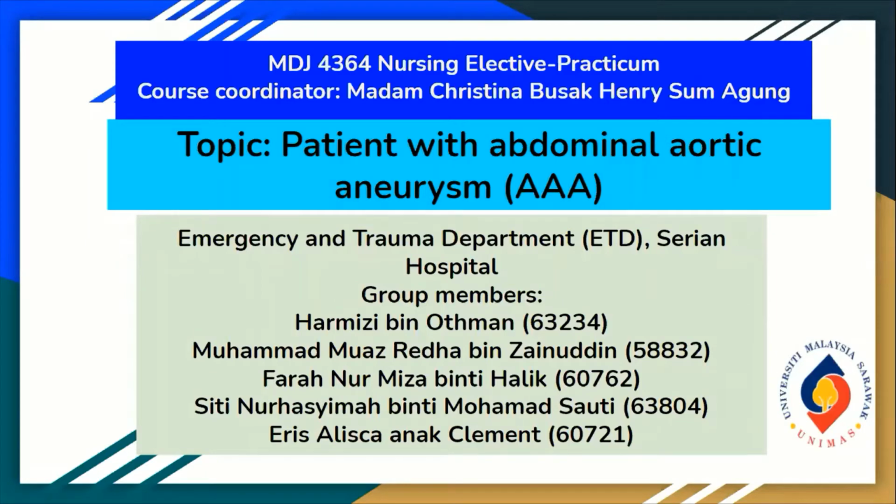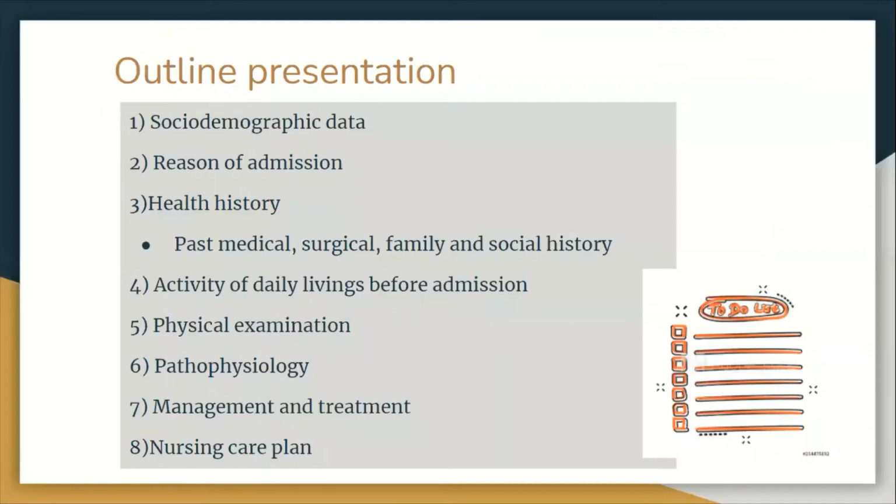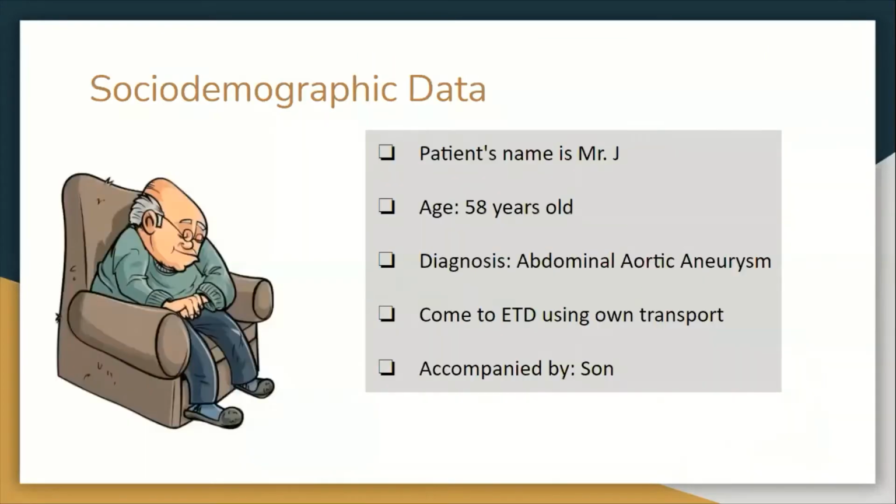Today we are from the Emergency and Trauma Department group going to present about a patient with abdominal aortic aneurysm. This is the outline for our presentation. First, we're going to discuss the sociodemographic data.